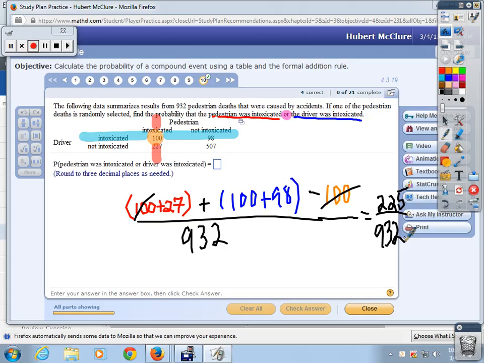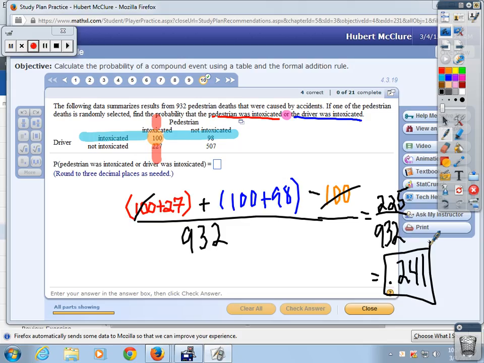And somebody give me that decimal to 3 places. 0.241. So you got a 24% chance of picking a drunk. So if you were to pull the name out, you got a 24% chance of picking somebody that was intoxicated. That is the additive law. So that is the word or.